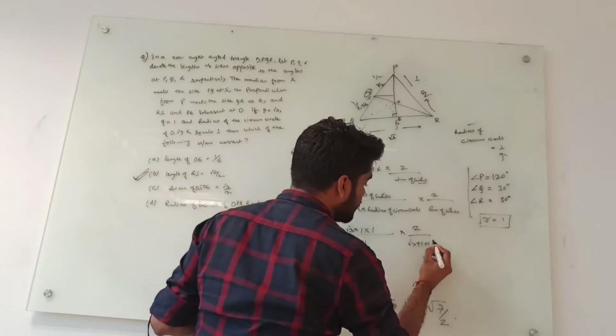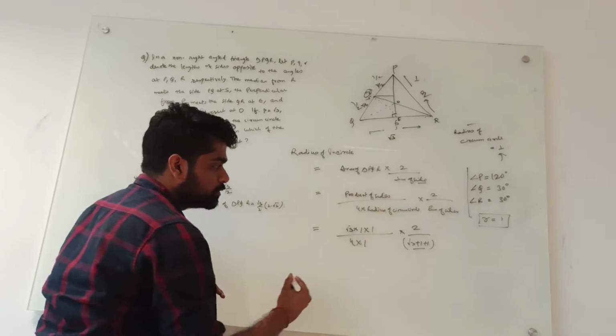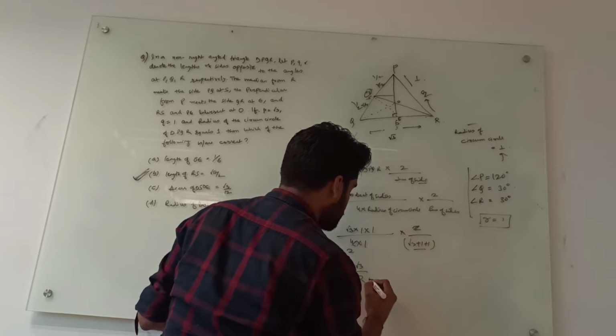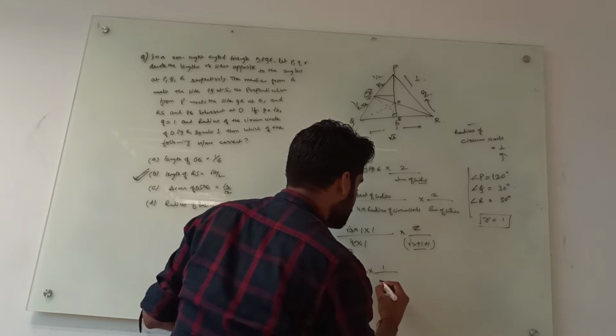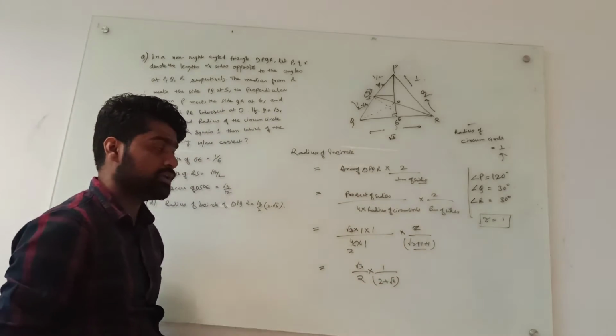What can I write? The sum of sides will be root 3 plus 1 plus 1. Am I correct? Yeah. Now we will do the sum calculation. 2 1s are 2, 2 2s are... Here it will be coming as root 3 by 2 into 1 by 2 plus root 3. Correct? We just need to rationalize it.